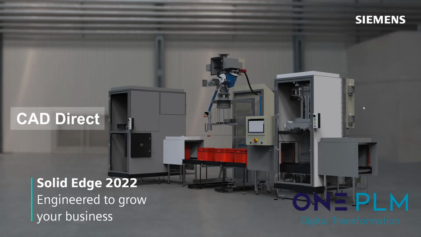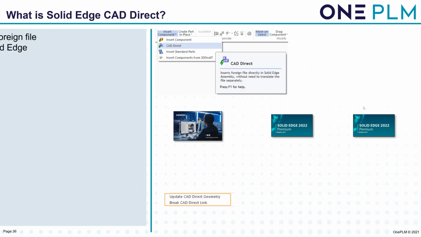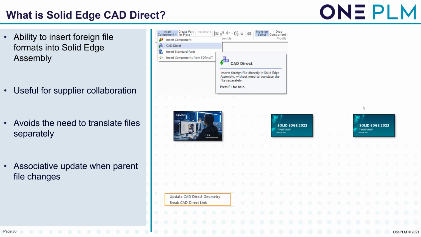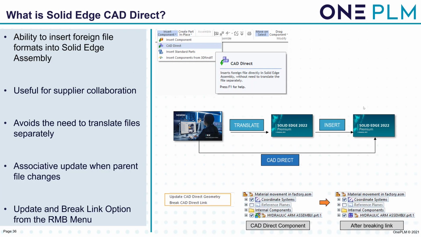So next section is Solid Edge CAD Direct. If you just jump to the end on here because I made some changes. We've got the ability to insert foreign file formats into our Solid Edge assembly. So useful for supplier collaboration or any kind of downloaded parts that we may have. It avoids the need to translate the files.